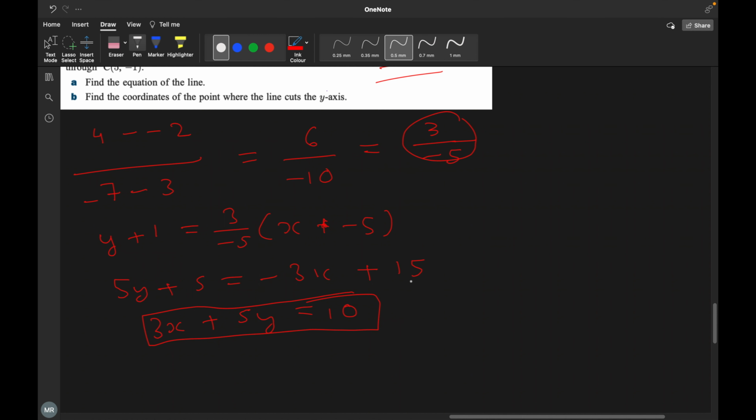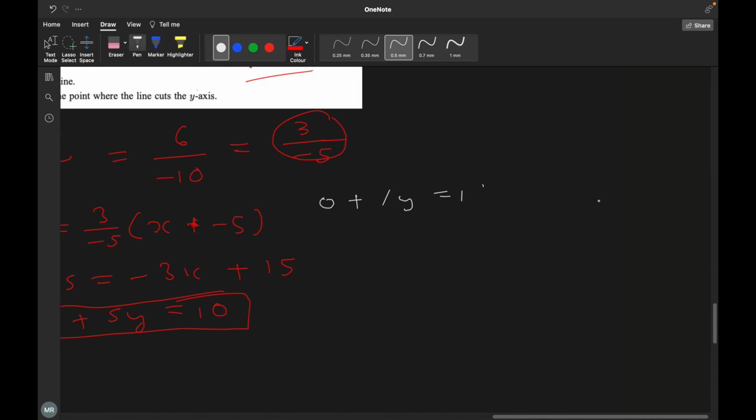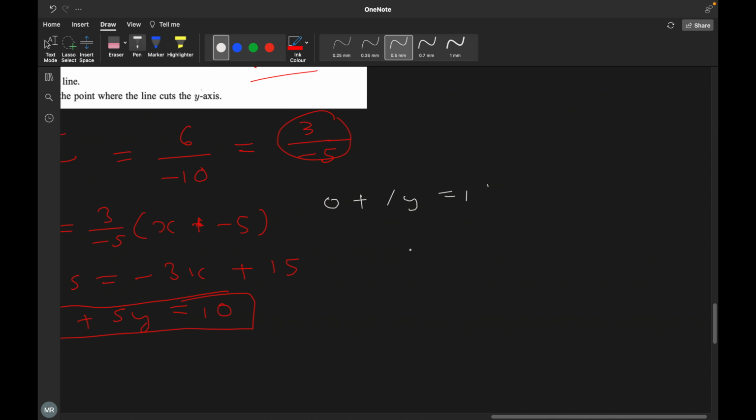So when x equals 0, then we find the point where it cuts the axis. So let x equal 0. So 5y equals 10. Okay, so y will be 2. Therefore, the coordinate would be 0 comma 2.